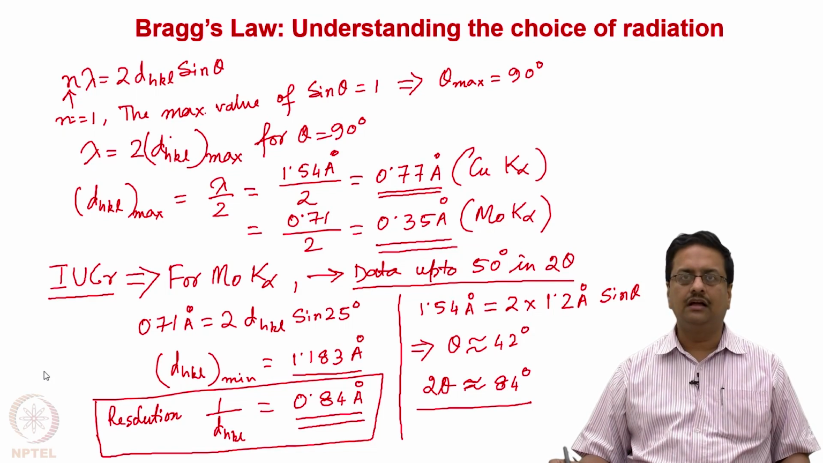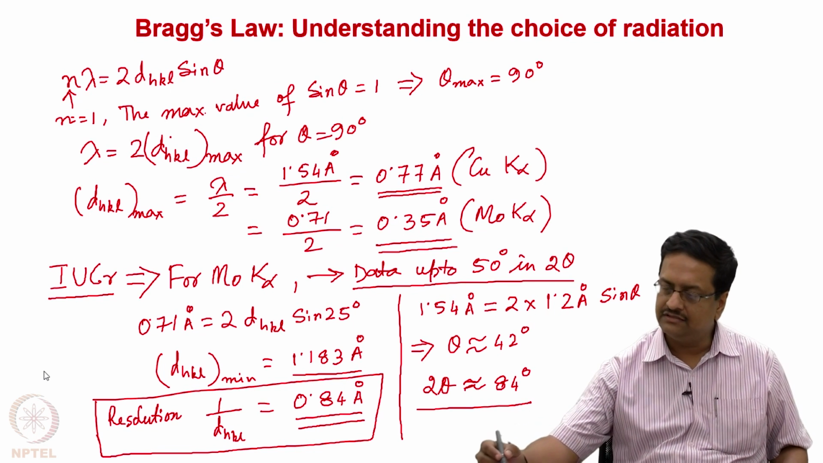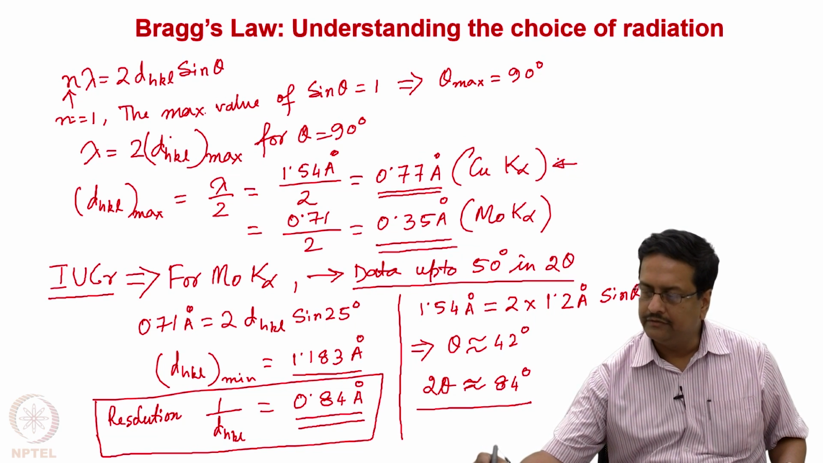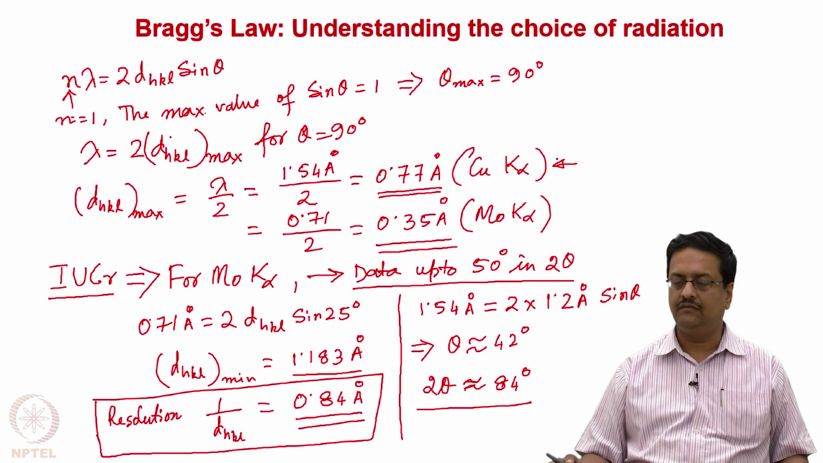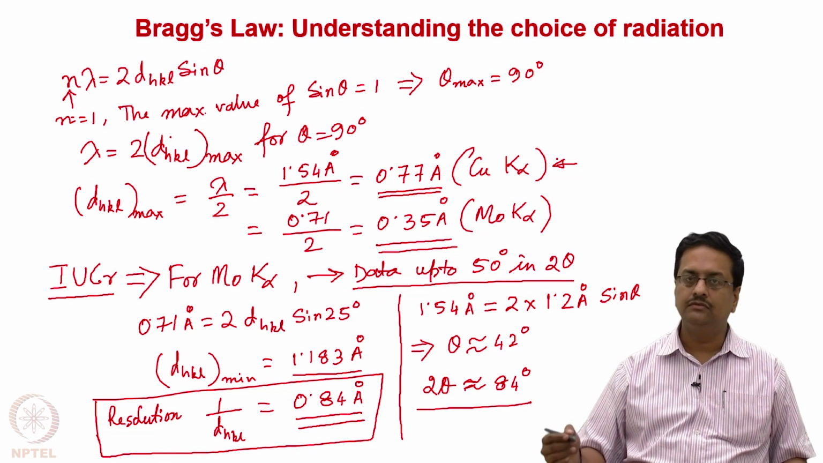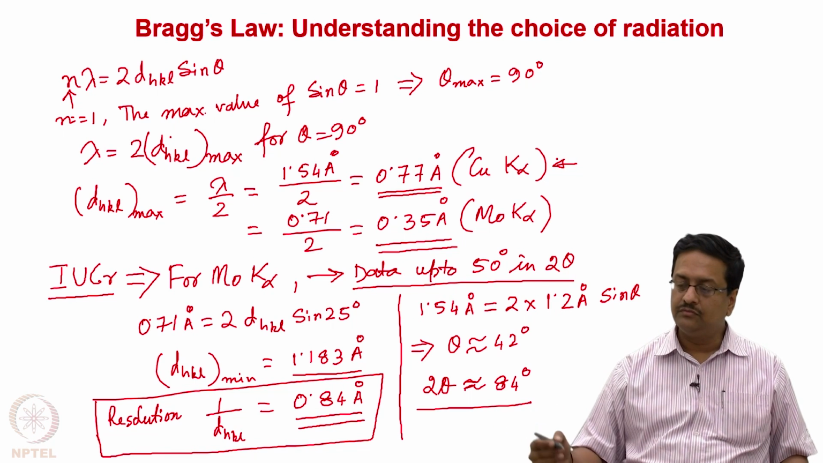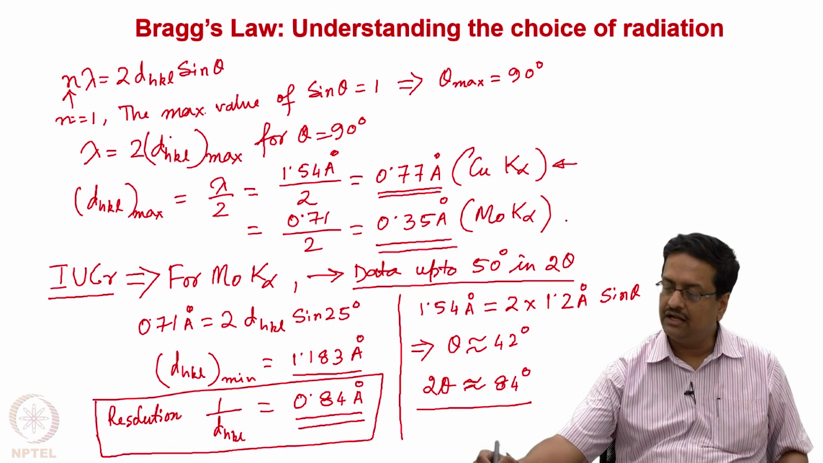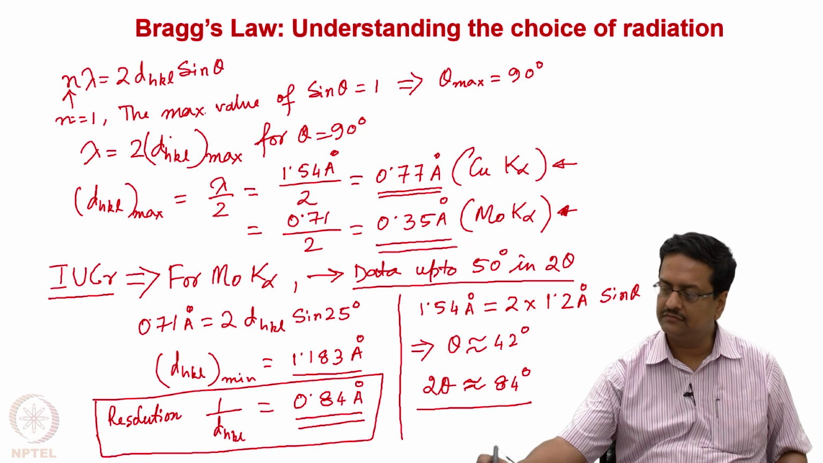Welcome back to the course of chemical crystallography. In the previous lecture, as you may remember, we were discussing Bragg's law and its applications, and we were trying to understand the choice of radiations for different purposes. In that, we identified that if you use copper K alpha radiation, you can achieve a maximum resolution of 0.77 angstrom, while if you use molybdenum radiation, you can achieve a very high resolution of 0.35 angstroms.